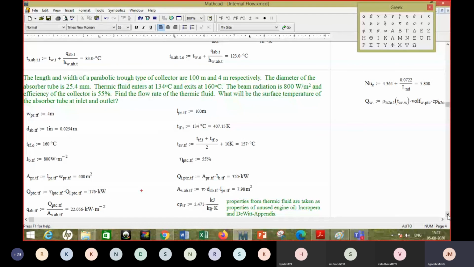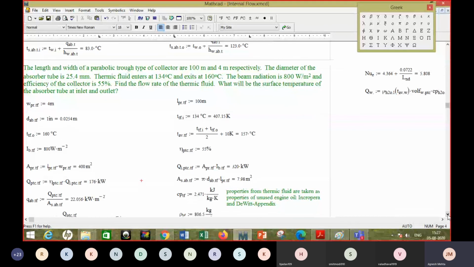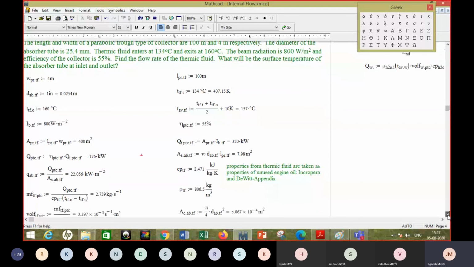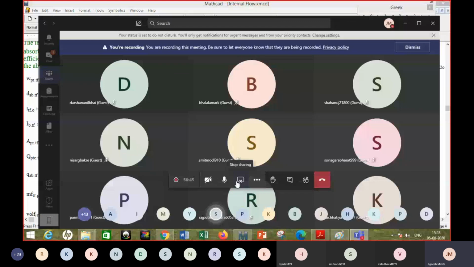And then, how much is the mass flow rate? You can get the mass flow rate with this equation. So Q upon Cp of the thermic fluid upon the temperature difference is given. So mass flow rate is 2.739 kg per second, right? So you can try this part and check whether whatever numbers I have told you are correct or not, right? And the later part of the example will be done in the next class.